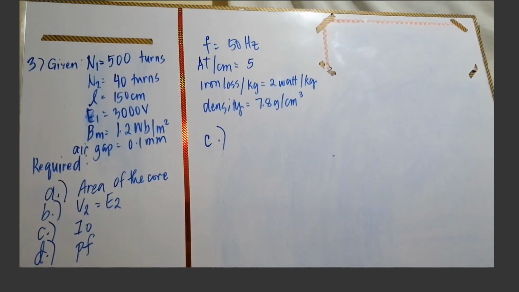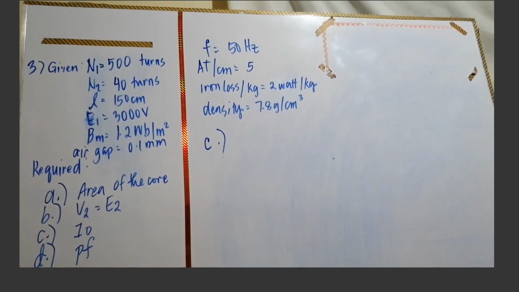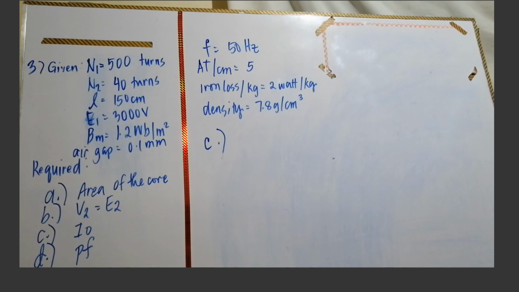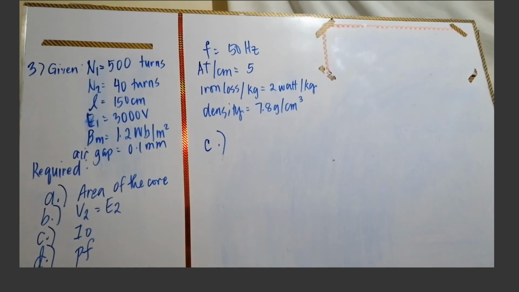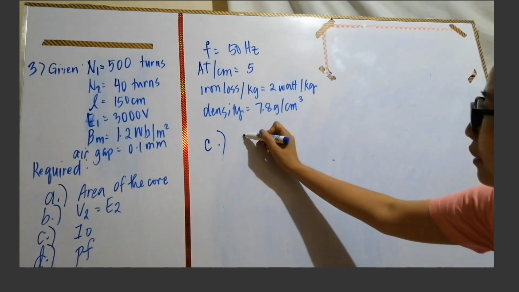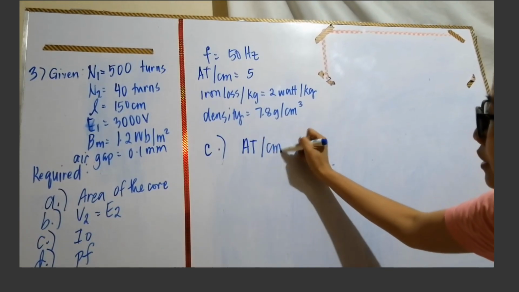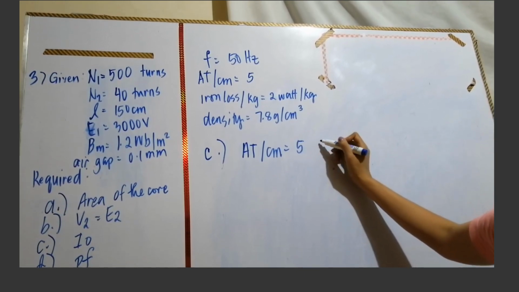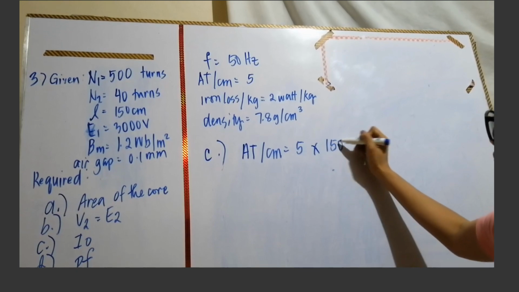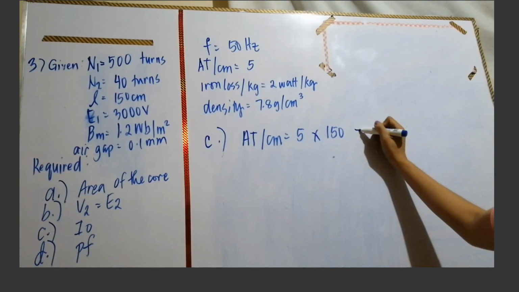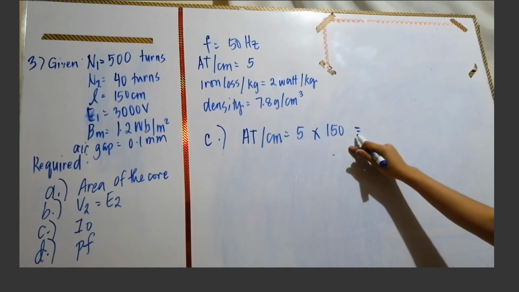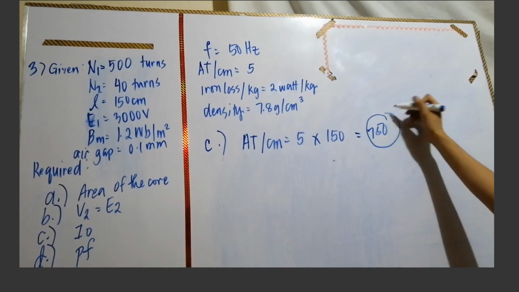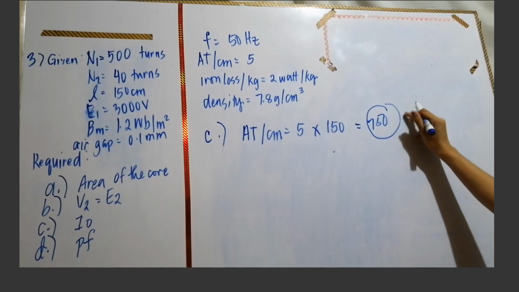To solve for letter C, which is the no-load primary current, first we have to get the total ampere turn for a given flux density. So how are we going to do that? We have ampere turn per cm, which is 5, times the total length of the iron core, which is 150 centimeters. So 5 times 150 is equal to 750. So this answer pertains to the ampere turn for the iron core.